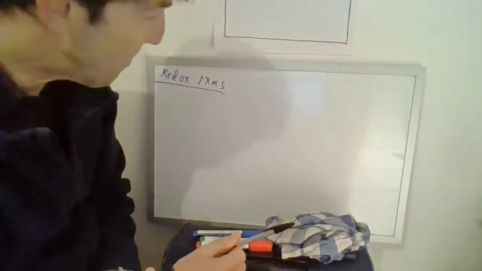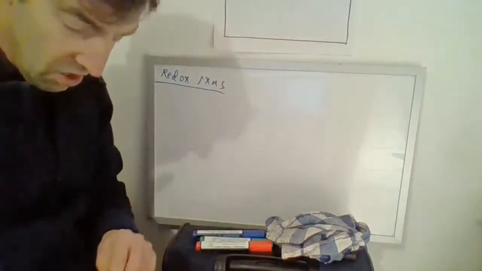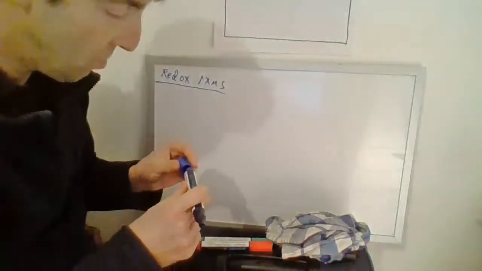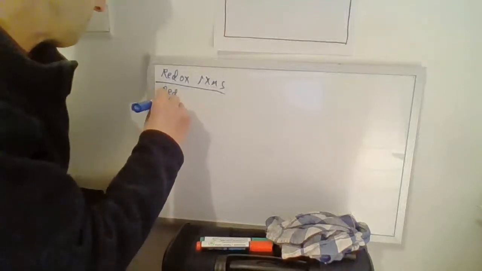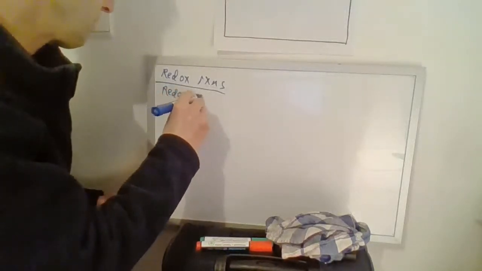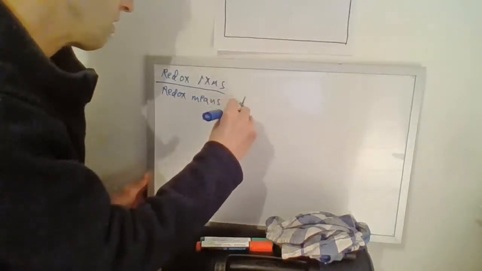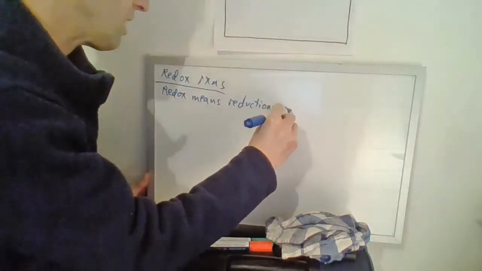Okay, so our first goal is a chemistry goal. We're going to talk about redox reactions. So first, I'm going to try and give you an idea of what that is. So find a place to write. Redox means reduction, oxidation.